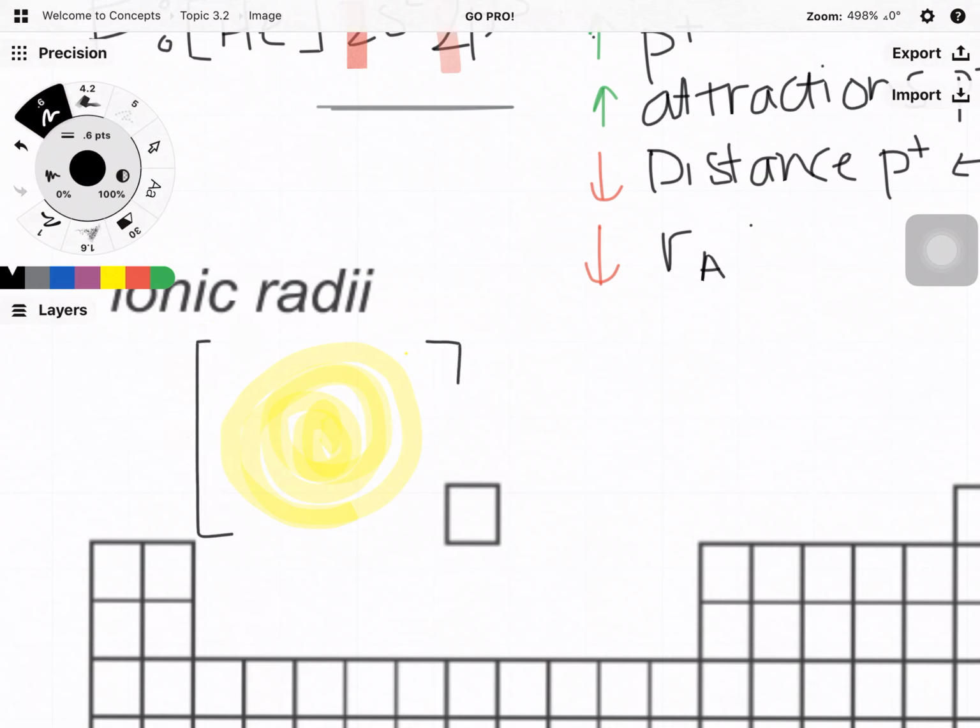Let's say that we have a 1 plus charge on this, and the ionic radius is the distance between the nucleus and the outermost electron of something that is charged, aka of an ion.